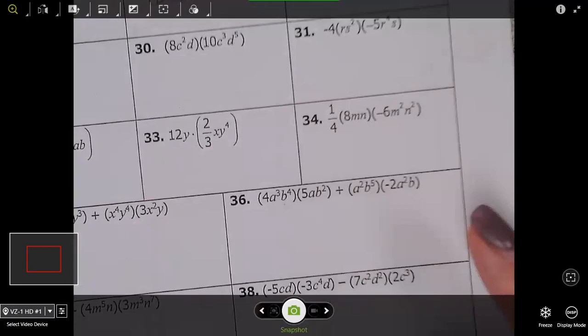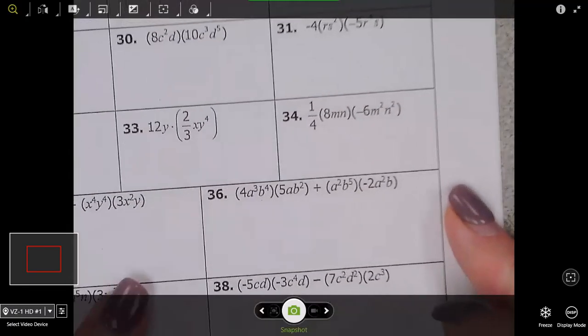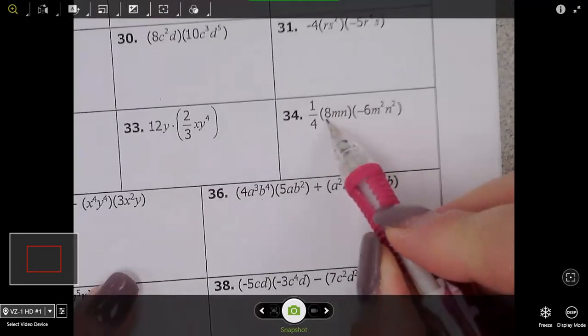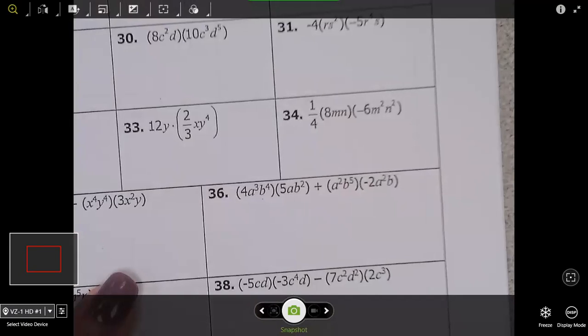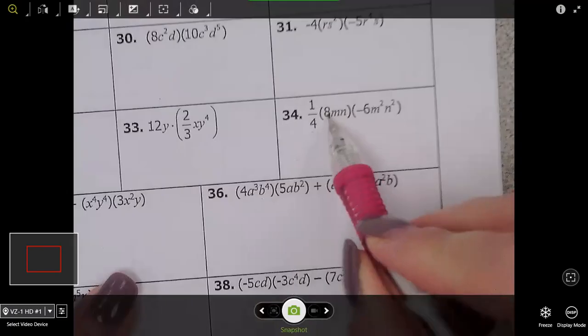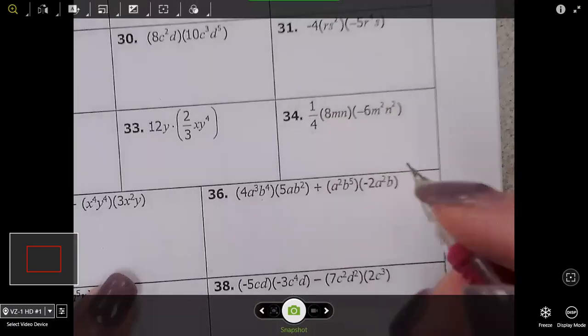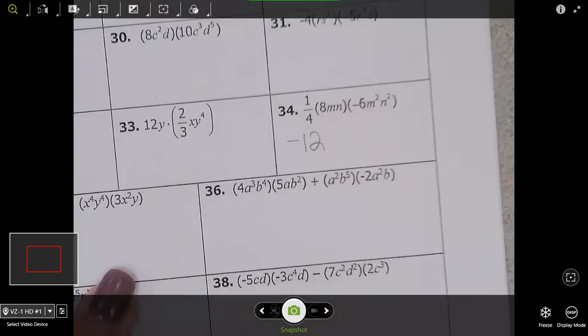Okay, so let's do number 34. It's not hard because Desmos is going to save the day. So someone do 1/4 times 8 times -6. What do we get? 1/4 times 8 times -6. Yes, what'd you get, Lexi? -12. So we just multiplied the coefficients. What do we do now?